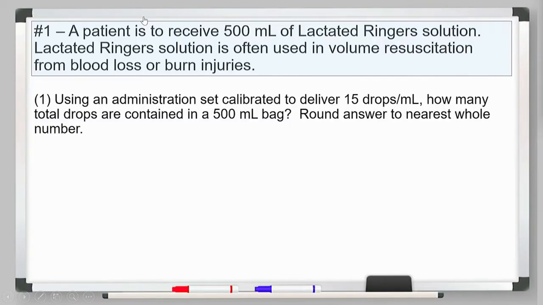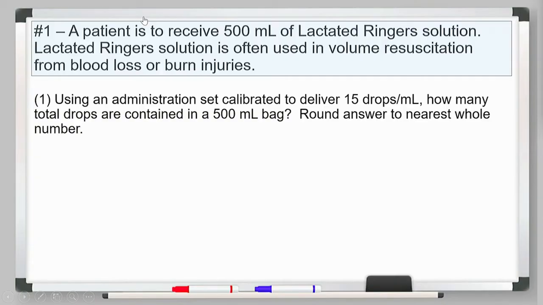So, point being here, when you read my questions in a little bit, I'm going to need to provide you some information about the administration set. An administration set has a calibration to it: how many drops per milliliter? As I just tried to show you, different sets will have different size drops formed, so the number of drops per a standardized milliliter will be different.